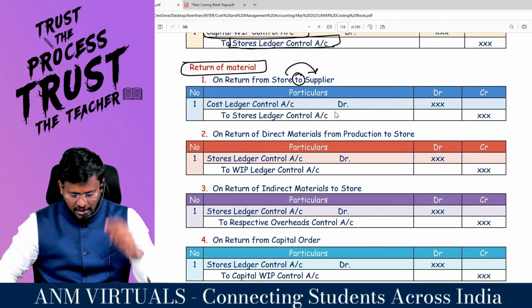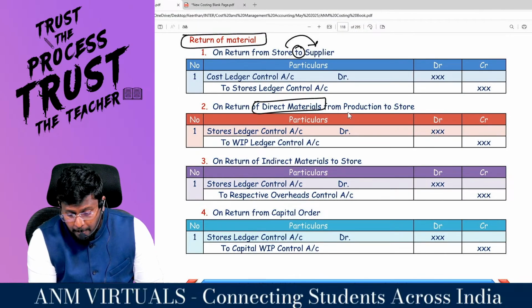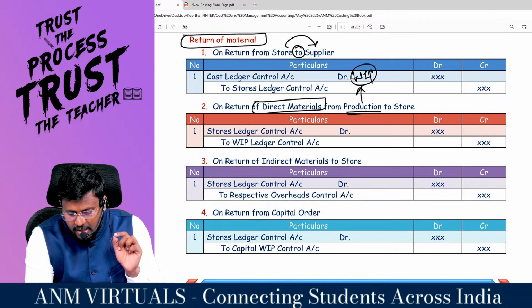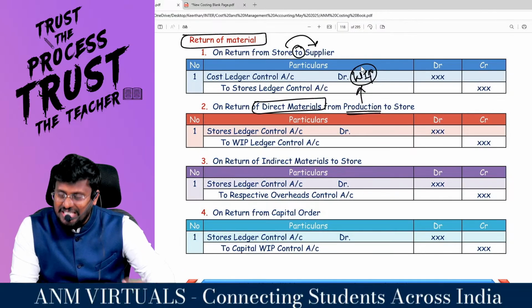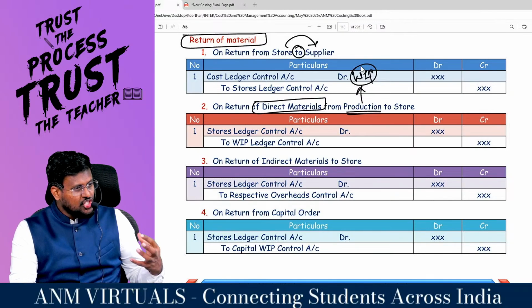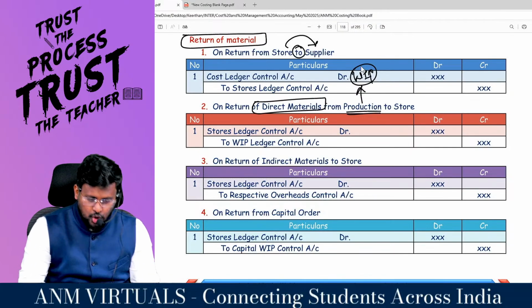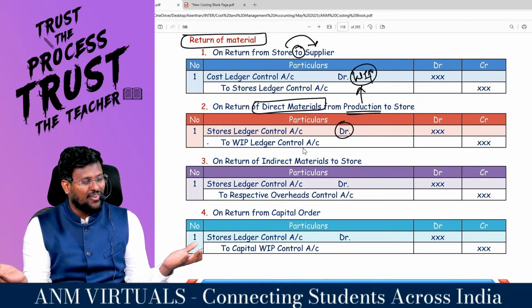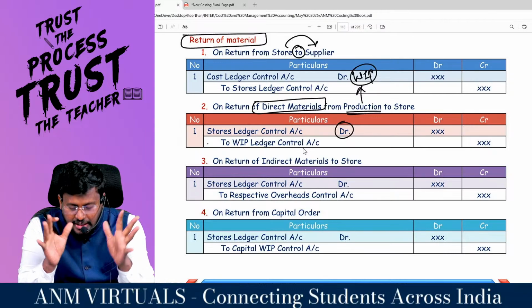Right, sir? So on return of what material? From production. Production is represented by which ledger? WIP ledger control account to stores. So which ledger should increase? Which ledger should decrease? Tell me the entry. Stores ledger control account debit to WIP ledger control account. This is the difference between studying costing logically.